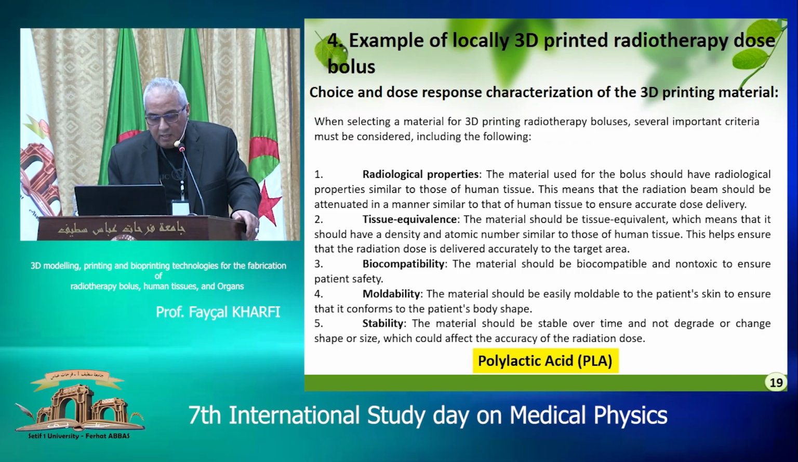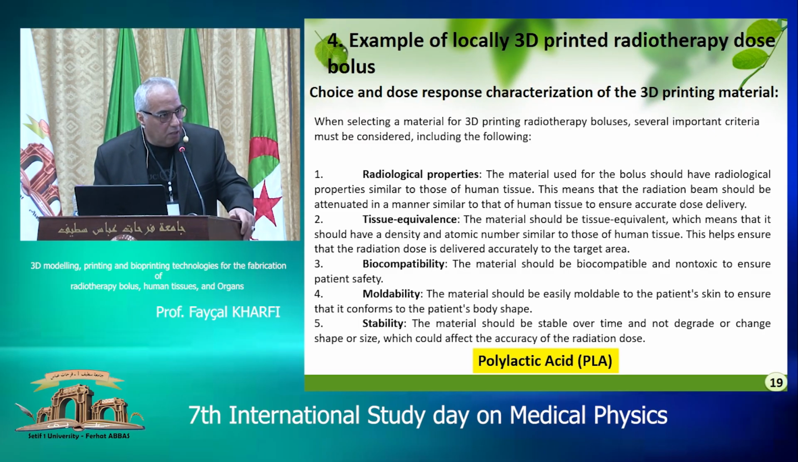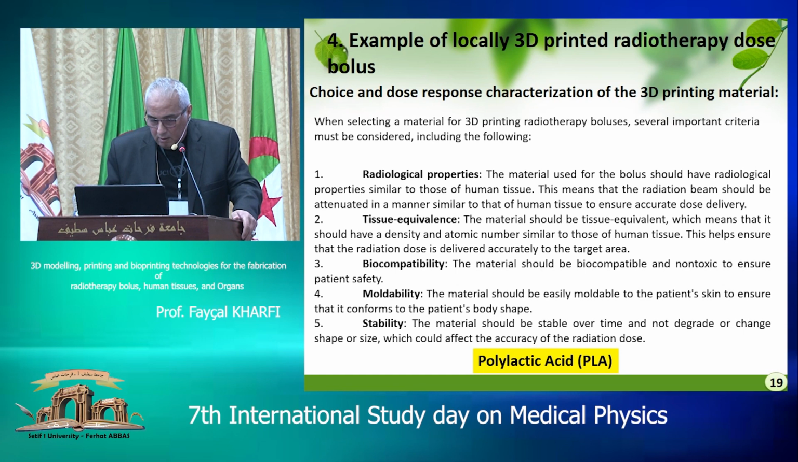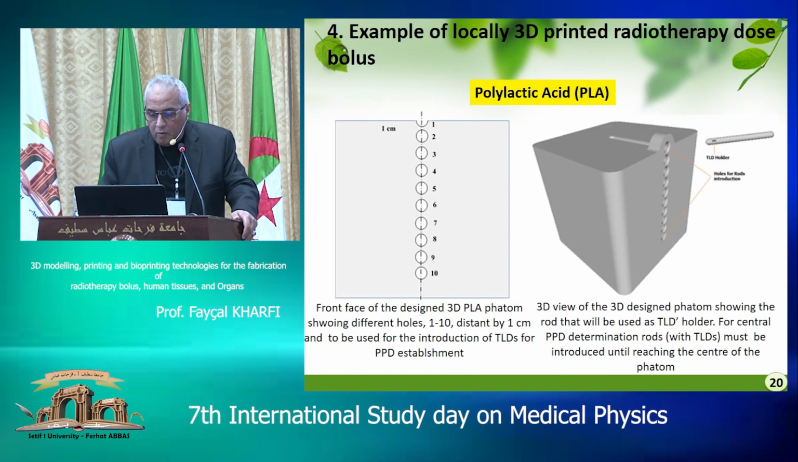characterize this material in terms of radiological property, in terms of tissue equivalence, in terms of biocompatibility, in terms also of moldability, and in terms of stability. The material that we chose to work with is polylactic acid, the PLA, which is a commercially available one. So, in order to introduce the data on this material to the TPS, a characterization must be done.